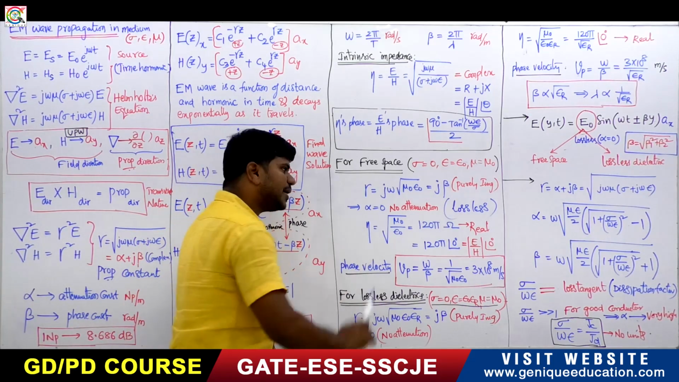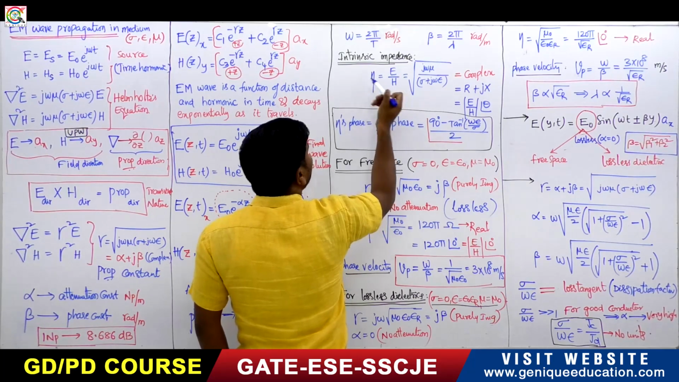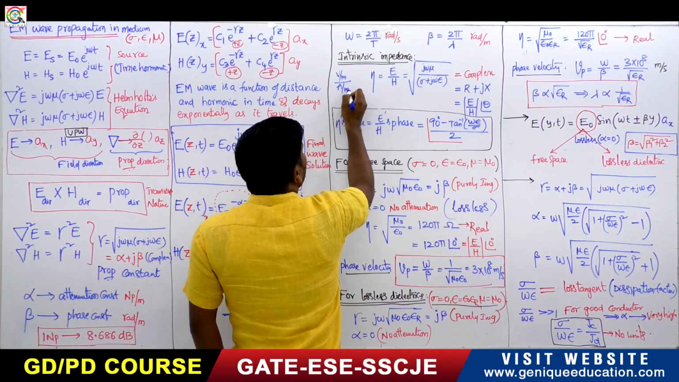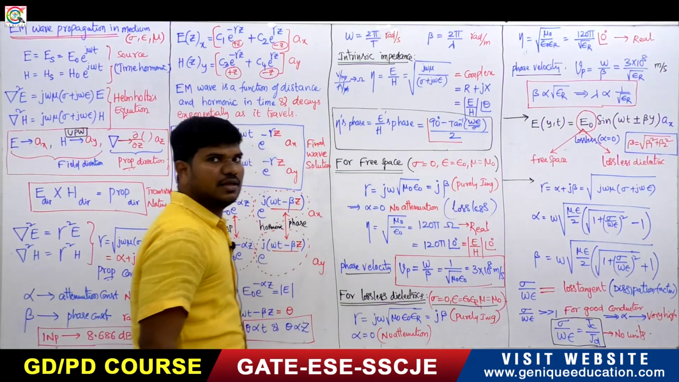But it is what? Impedance, right? It is impedance, because E by H is nothing but volt per meter divided by ampere per meter. Meter will get cancelled. Finally, what will we get? Volt per ampere, representing ohms.